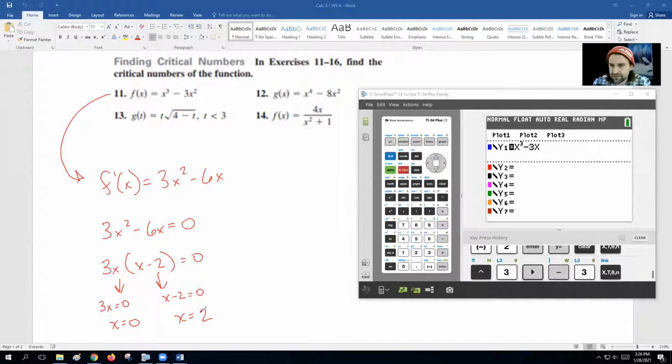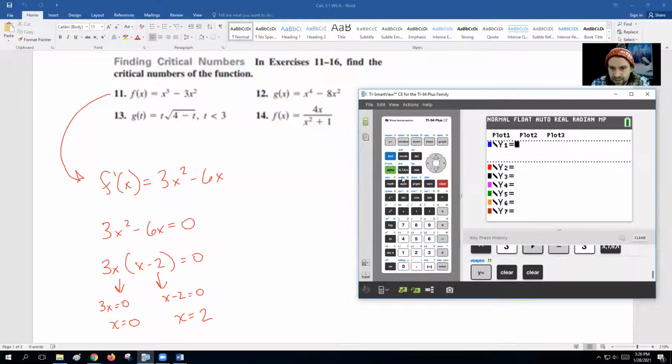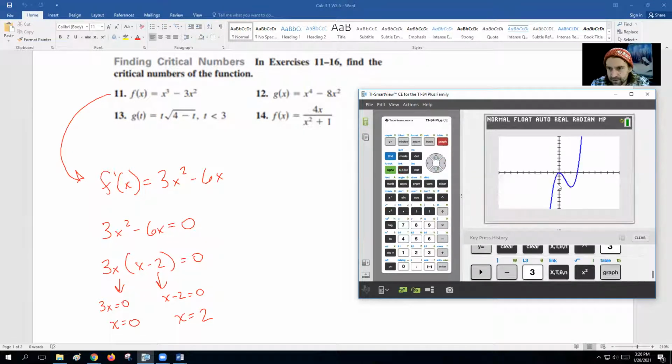So let's use the graphing calculator to verify those answers. I think we're going to have one at 0 and 2. Oh, I already had it typed up. We'll type it up again, minus 3x squared. All right, there's one at 0, it's flat, and then over here at 2, it'd be flat again. So we were right.